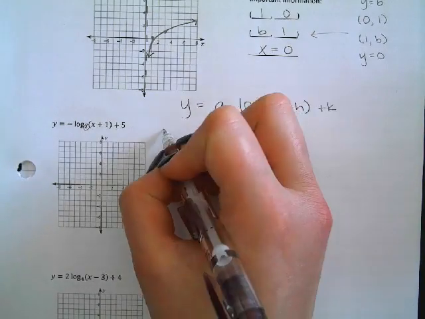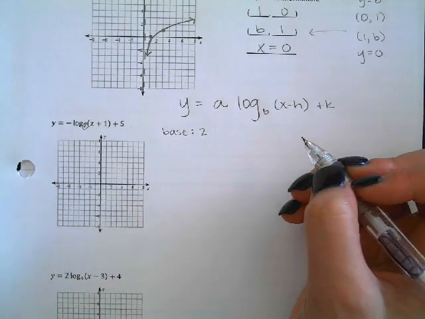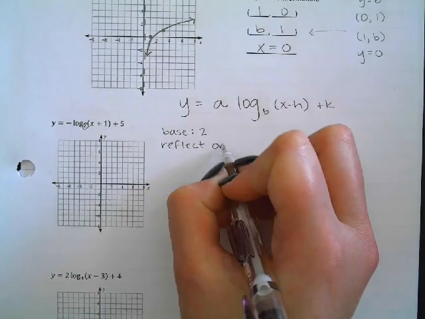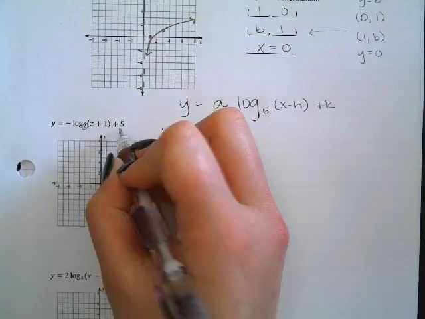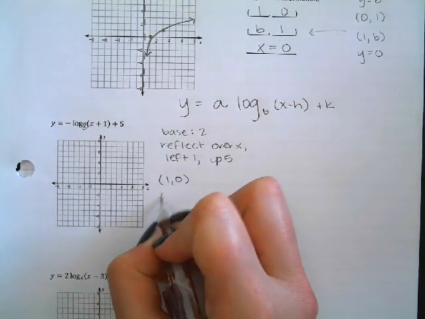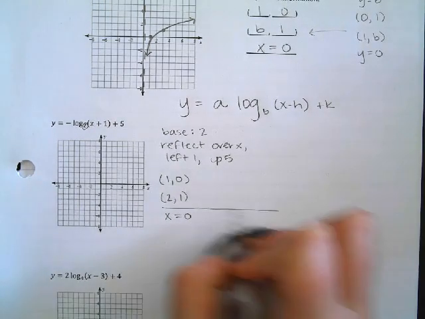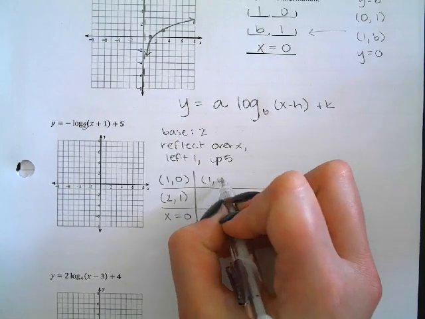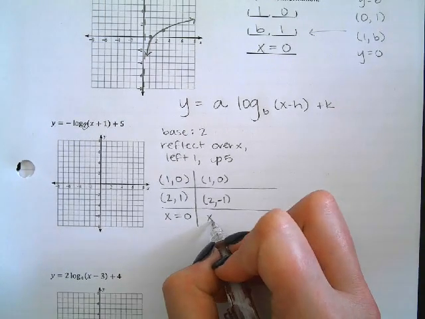All right, so first I'm going to go ahead and look at this. I have a base of 2. And then I'll go ahead and find my transformations. I have a reflection over x, left 1, up 5. So I'm going to start with those points (1, 0), (base, 1), x equals 0. So reflect over x means the y coordinates get multiplied by a negative 1. So just multiply by negative, multiply by negative.